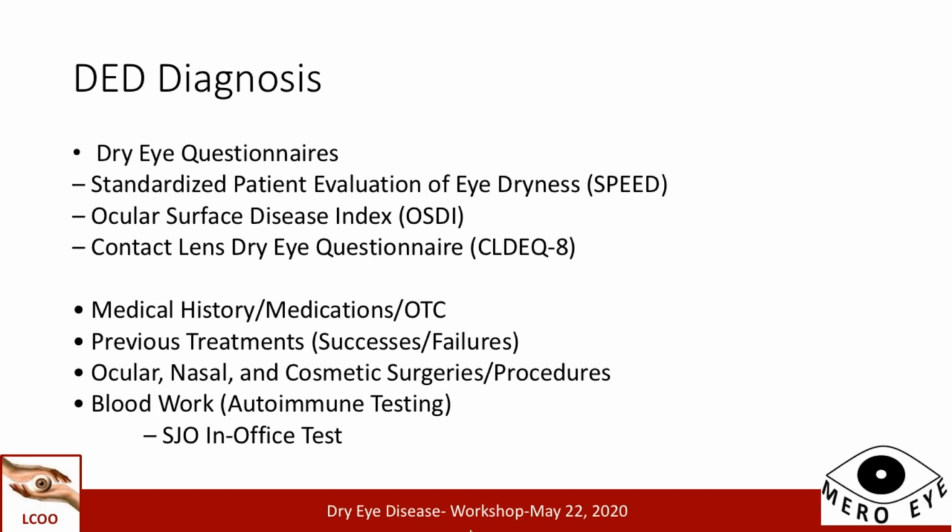So begin with the dry eye questionnaires. We have very good free resources which are validated. You have the SPEED questionnaire, an acronym for Standardized Patient Evaluation of Eye Dryness. You could also have the Ocular Surface Disease Index, the OSDI. Earlier you had the 12-item questionnaire. Now you have a 6-item questionnaire. Both give you similar scores.